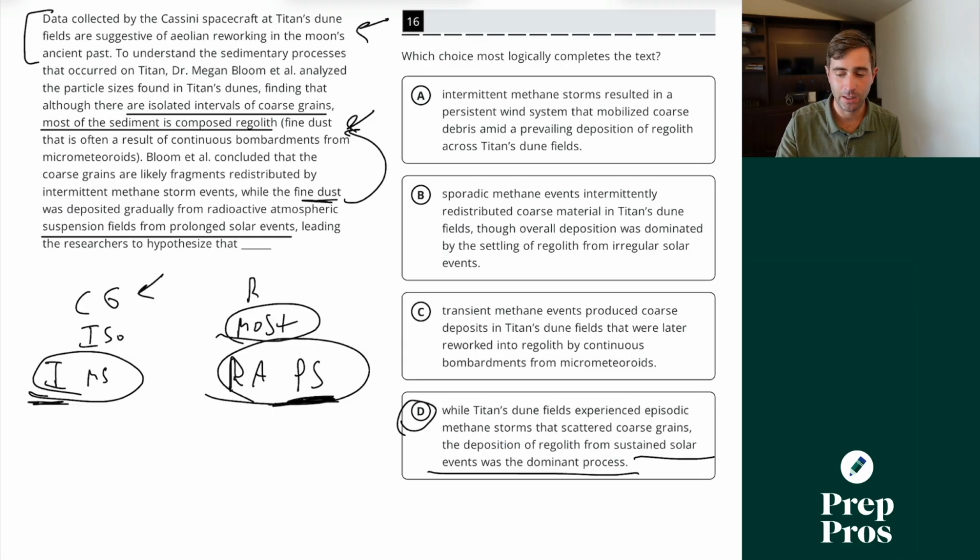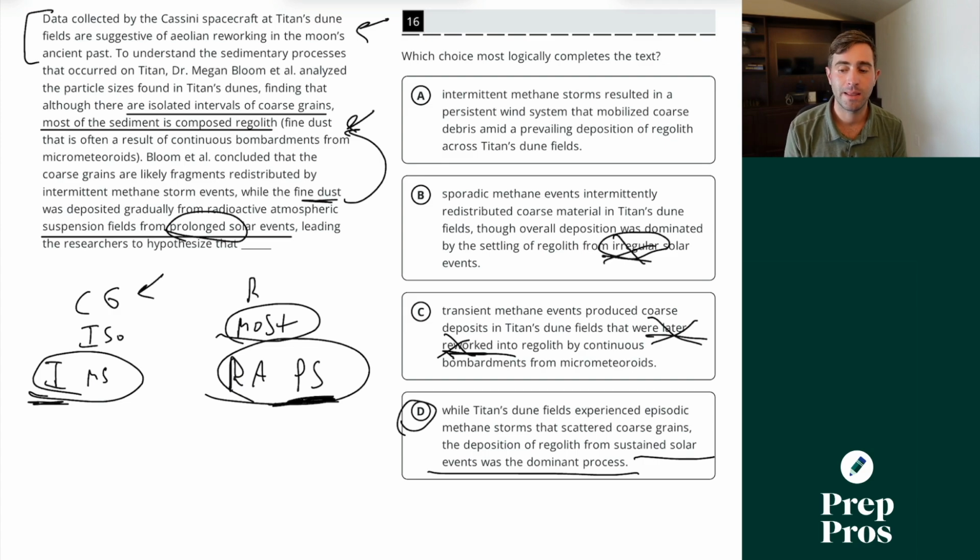Now, if we look at C, transient methane events could work for it being intermittent, produced coarse deposits in Titan's dune fields that were later reworked into regolith by continuous bombardments. We have no part in the passage that talks about a time element of one thing happening and then another. We can't pick that. B, sporadic methane events, intermittently redistributed coarse material in Titan's dune fields, though overall deposition was dominated by the settling of regolith. That all looks great. From irregular solar events, but we are having prolonged, not irregular. That's where B is wrong.